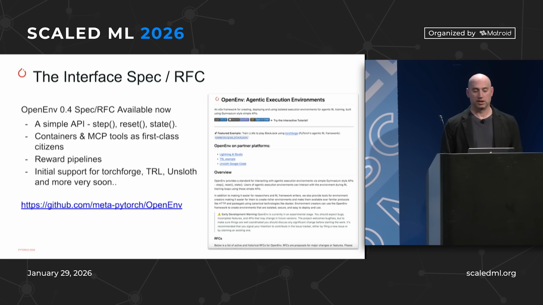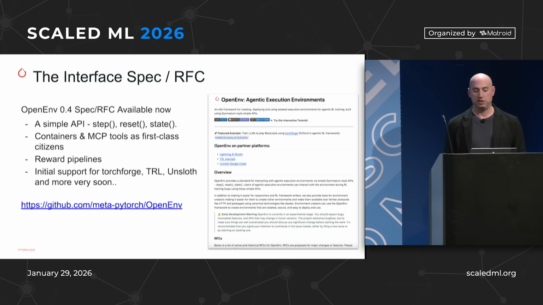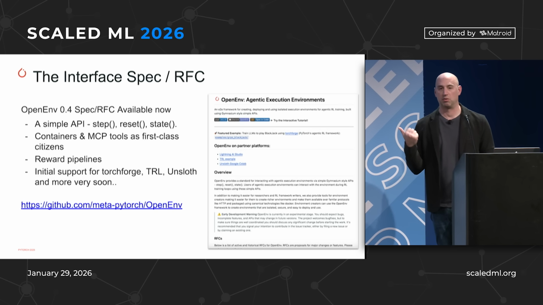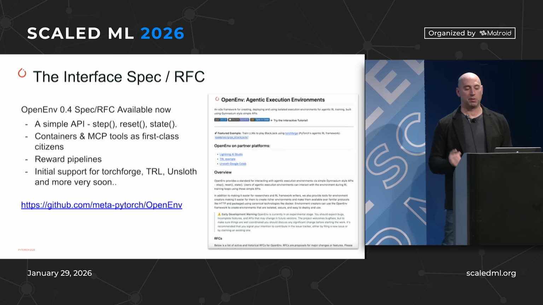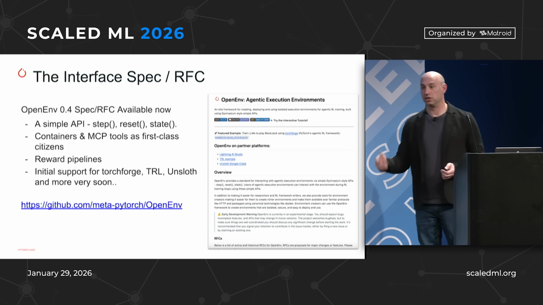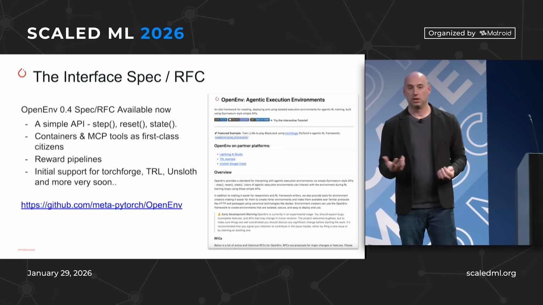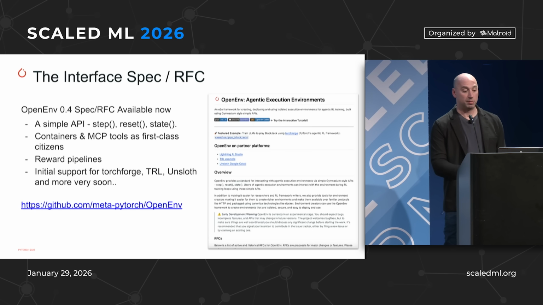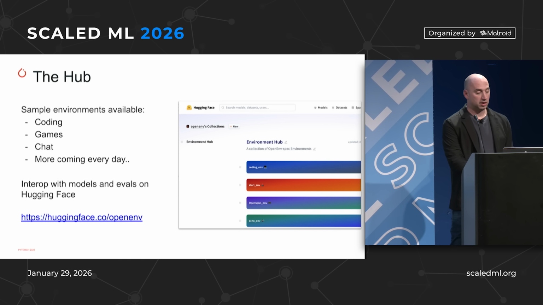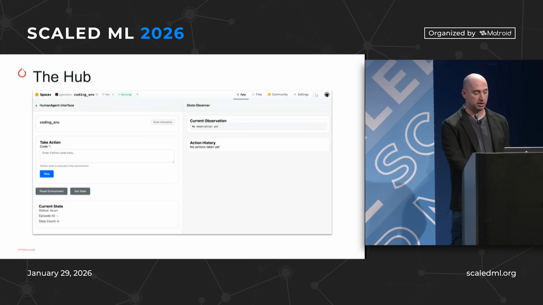And then basically, containers and MCP tools as first-class citizens. It supports reward pipelines now. And Forge, TRL, which is Hugging Face's RL library, Unsloth, and I think at least two or three others are supported. So you basically use your favorite RL framework, and you can use pretty much any environment that's available. Today, for example, there's a bunch of sample environments in there: coding, games, chat. Just go to the link, and you'll see a bunch of them.